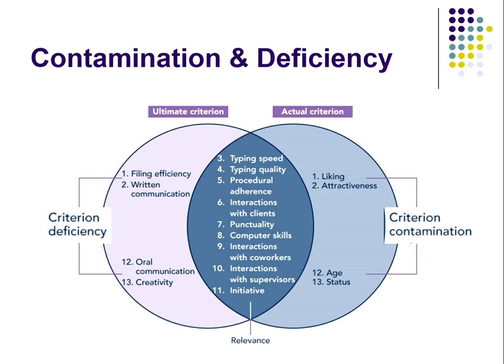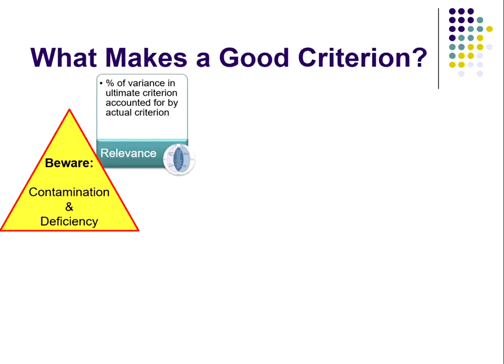So when we talk about relevance, we have to be aware that we're probably going to have some criterion deficiency because, like Thorndike said, we probably can't include all the different aspects of the ultimate criterion. It's probably not going to happen. It's too complex. We want to try and limit, though, the criterion contamination, where irrelevant or extraneous factors are affecting the ratings that the person is receiving on the actual criterion.